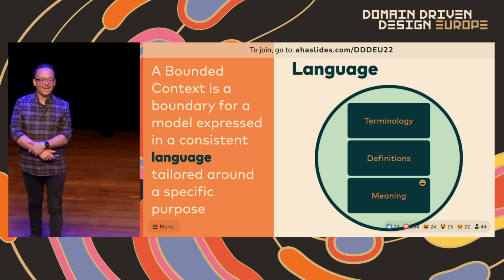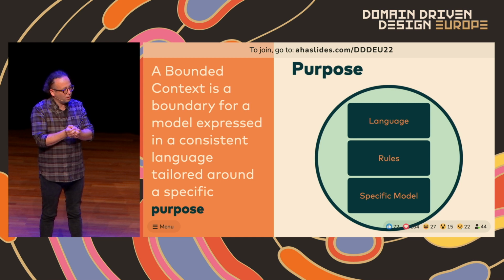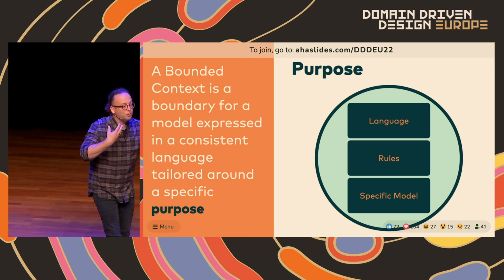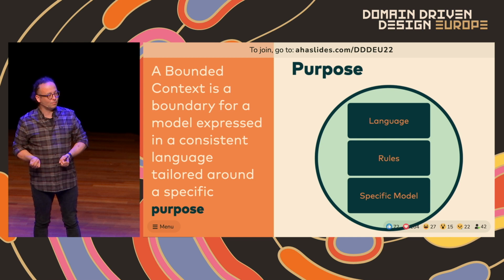And it's aimed at a specific purpose. So we want to do things where the language, the rules, and the specific model are tailored to a certain purpose. We don't want to maximize reusability no matter what, and build a cooking, botanics, time management, feedback tomato. No, let's build specific models here.